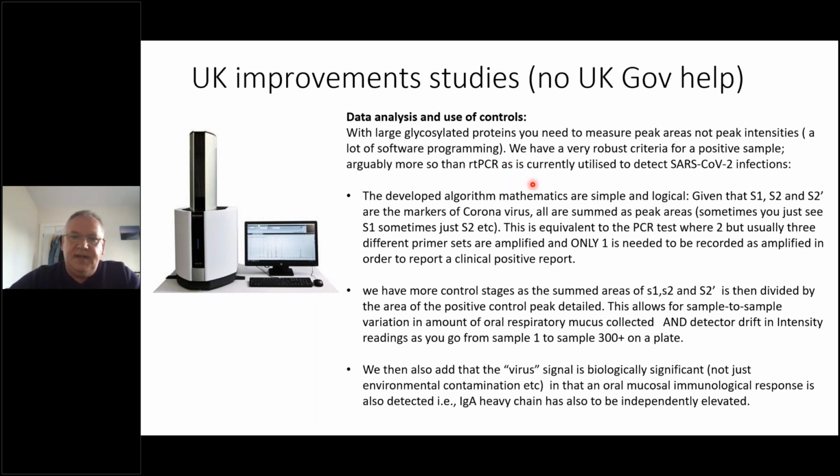So we developed an algorithm where we would sum the S1, S2 and S2 prime markers, which are markers of the coronavirus. We would normalize that against the peak intensities of these mucus proteins. So we've got a normalization going on. It was something equivalent to the PCR test, where they were looking at three different primer sets. Well, we were looking at three different markers. Yes, only one needed to be positive, but it had to be above a threshold.